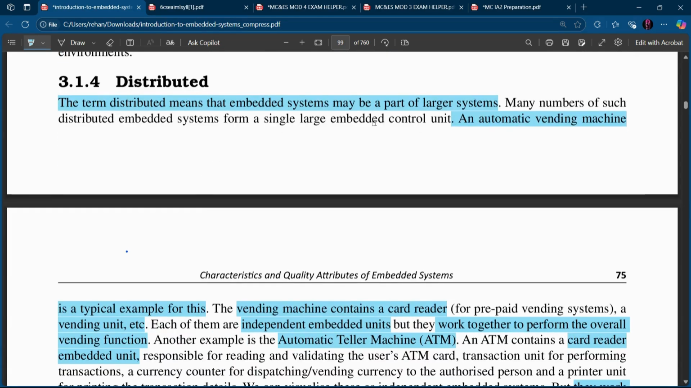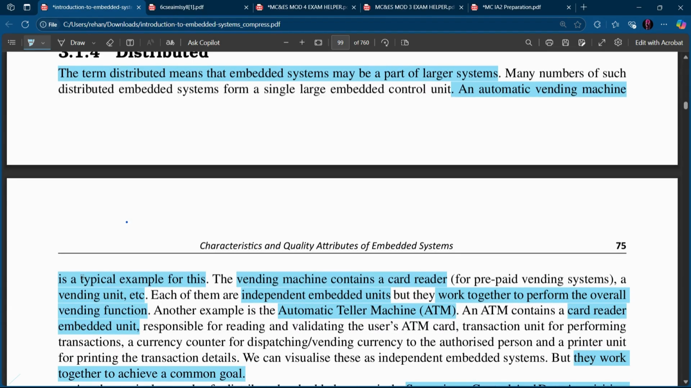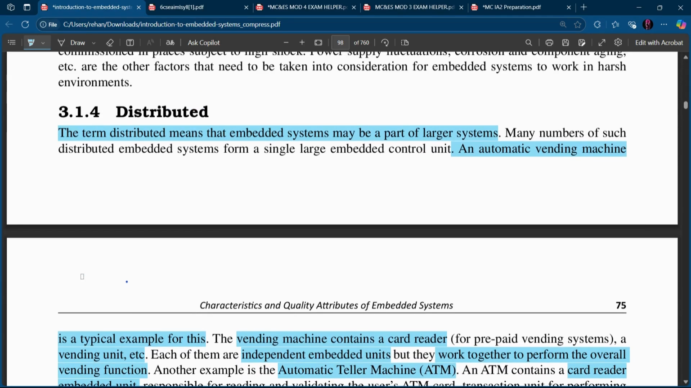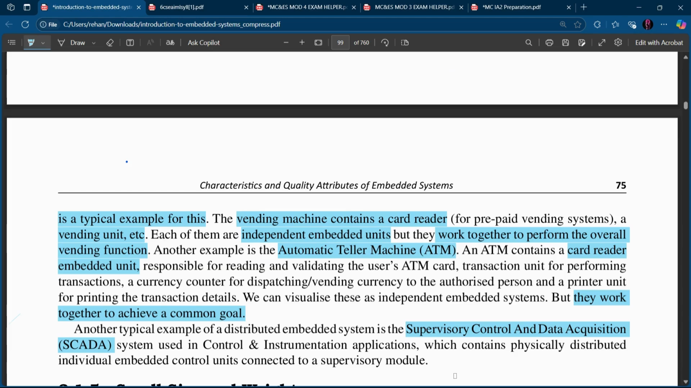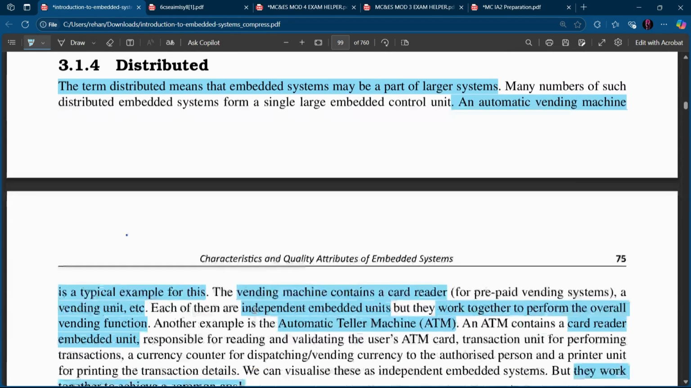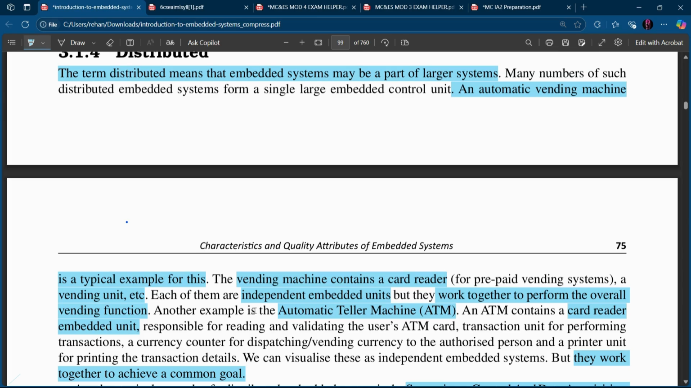Distributed means that an embedded system may be a part of a larger system, for example an automatic vending machine. So you just have to understand distributed in the sense of, for example, a vending machine, ATM, automatic teller machine, and supervisory control and data acquisition, which is another type of device, in which there are multiple components or control units. Each is different, but they all work together to perform a particular task. For an automatic teller machine, you have a card reader, you have entry buttons, you have a screen for selection. All are different units, but they perform together, either to withdraw the money or deposit the money.